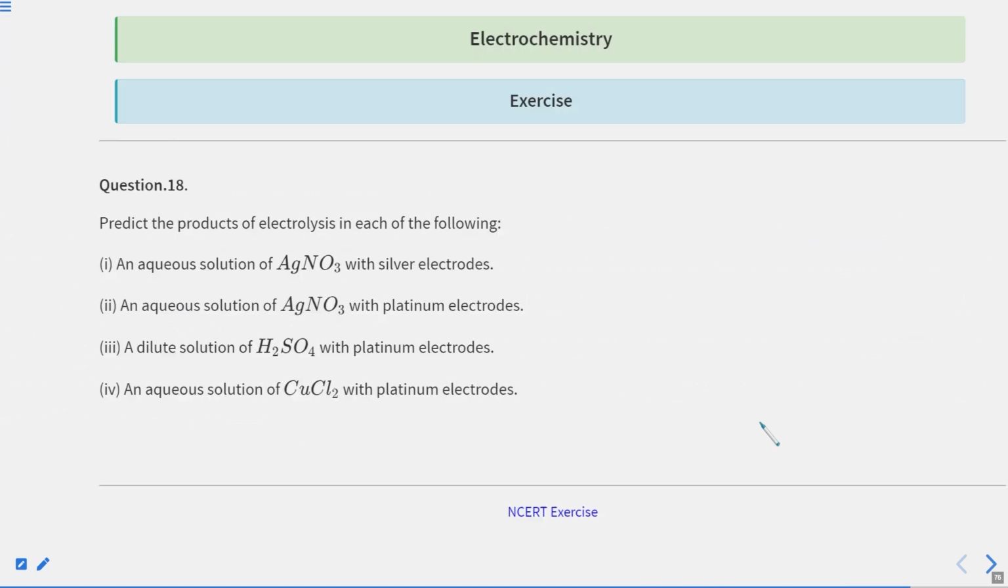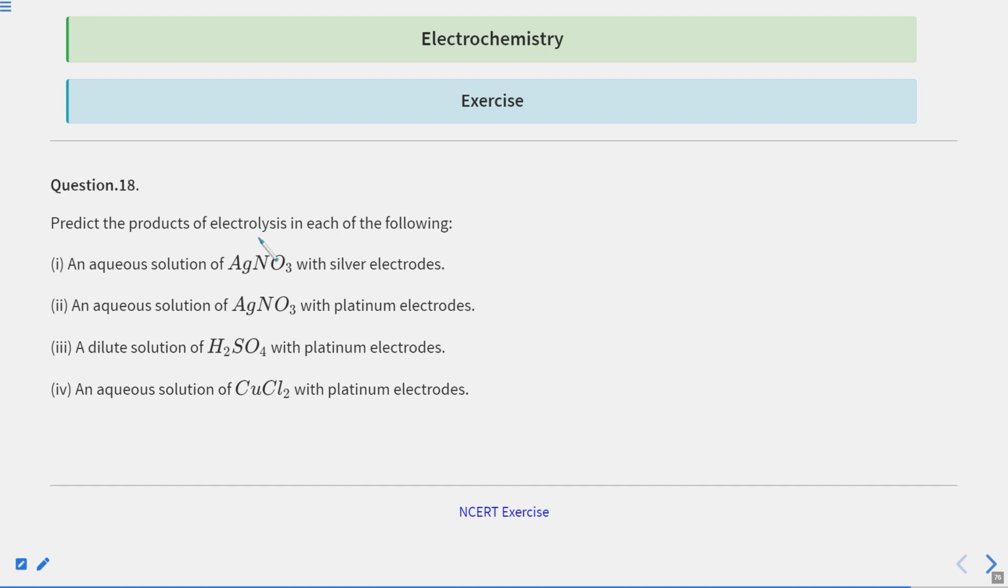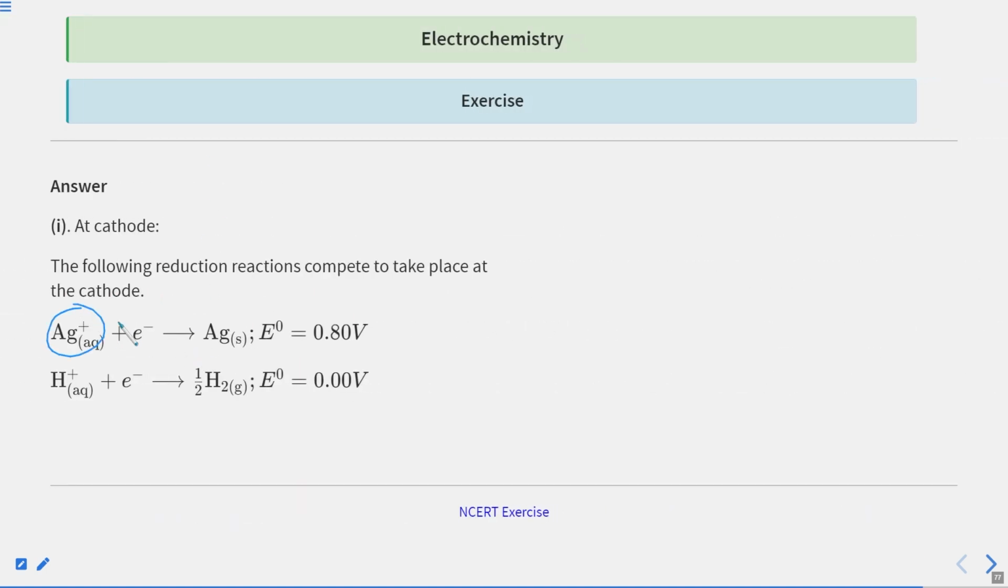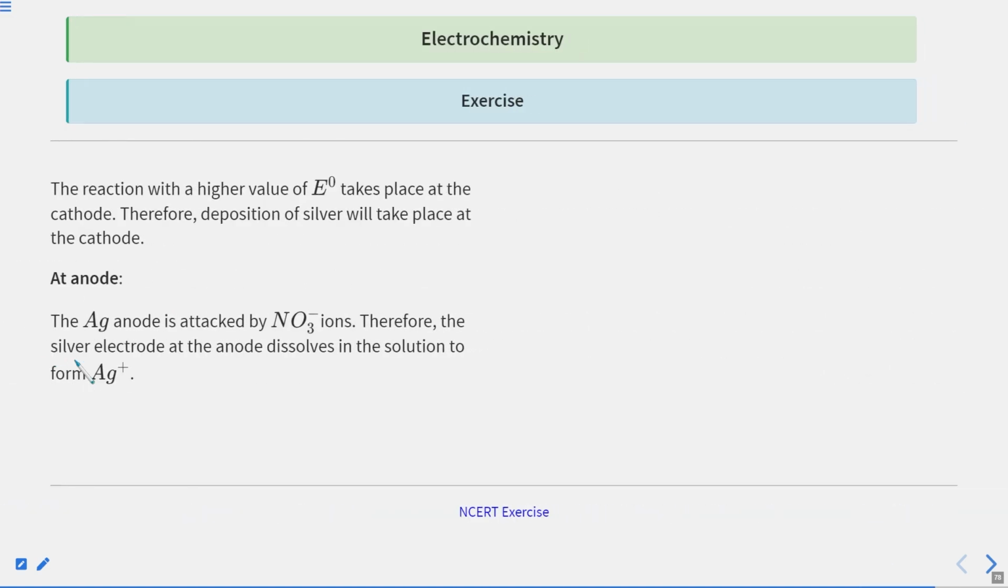These are the solutions. You can see solutions are present everywhere, right? So this question is an aqueous solution of AgNO3 with silver electrodes. What we have to predict is the product of electrolysis in each of the following. So let us see the solution. These are very easy questions. So Ag+ will take 1 electron and will form silver at the cathode. If it is placed against hydrogen, then hydrogen gas will also be involved.